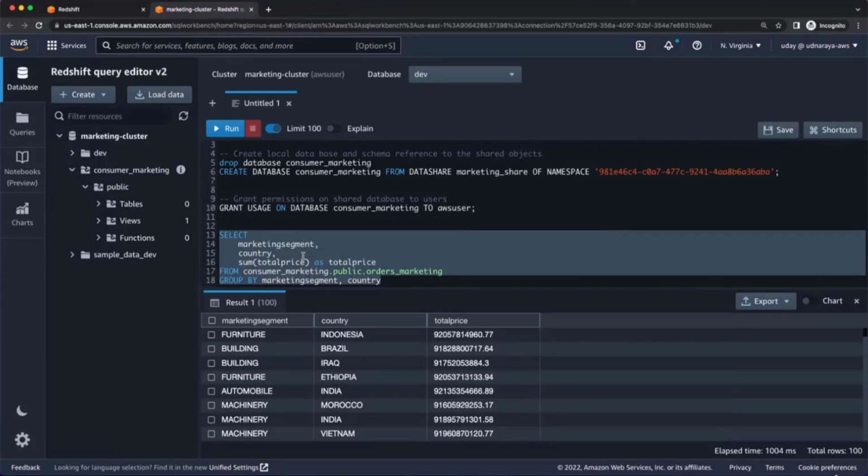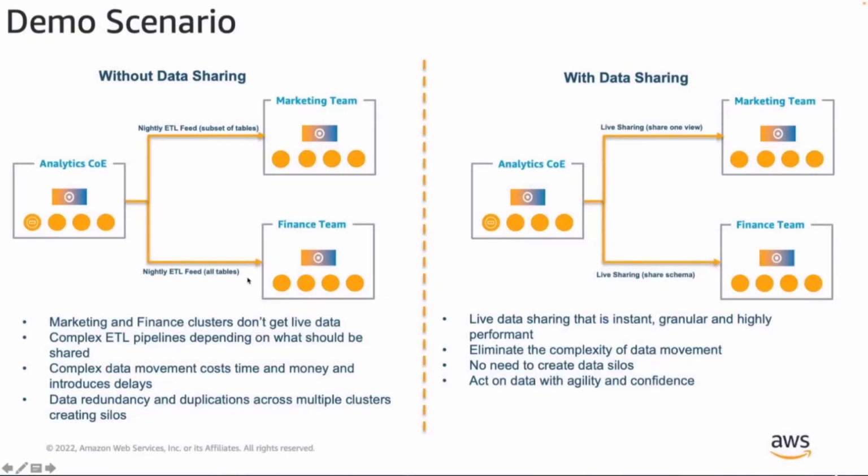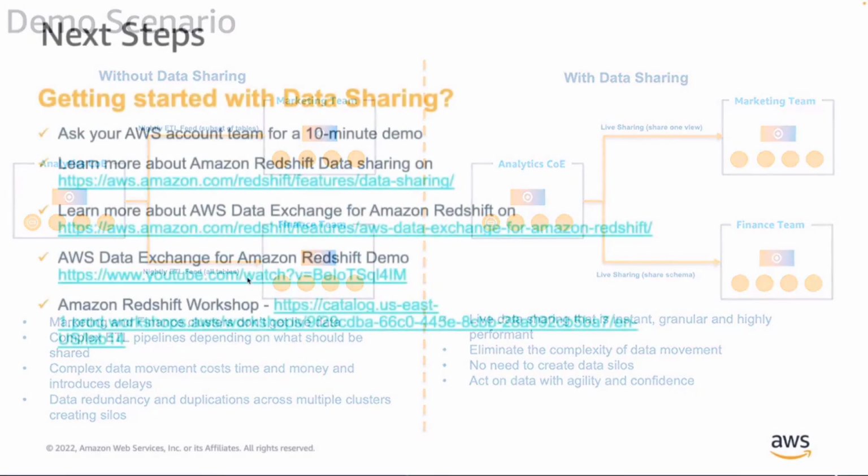So with this kind of approach with Redshift data sharing, it's as simple as creating a data share, adding objects to the data share, and then granting permissions so the other cluster can easily access the data. We're not creating data silos, and everything works very seamlessly. All right, so let me go back to my presentation and just wrap it up.